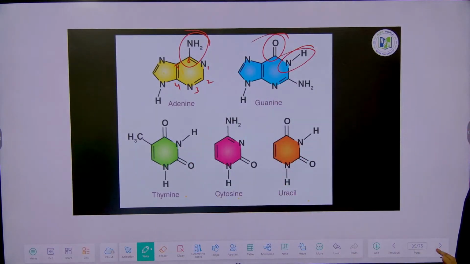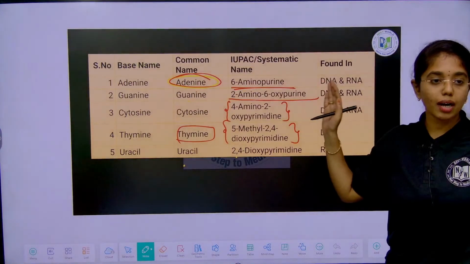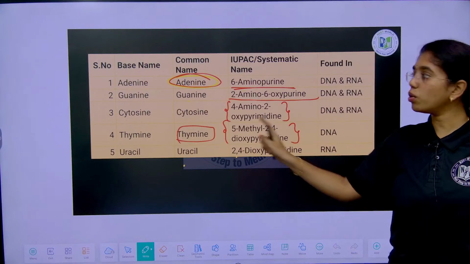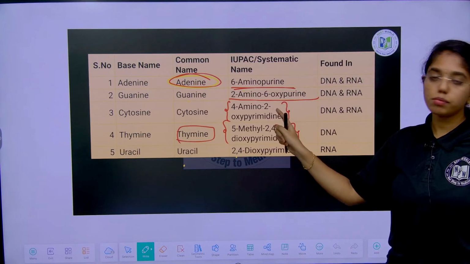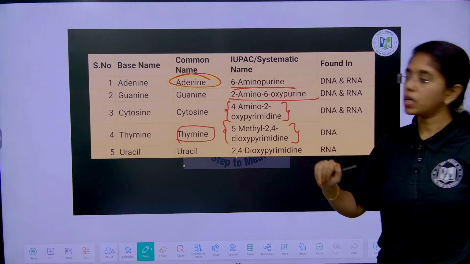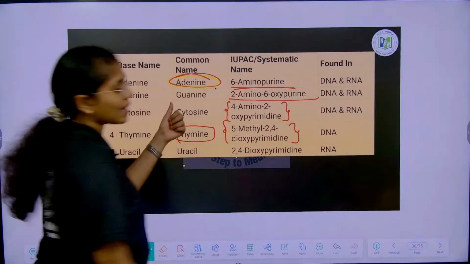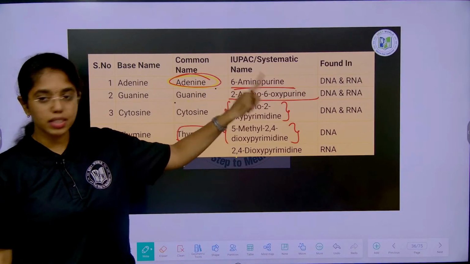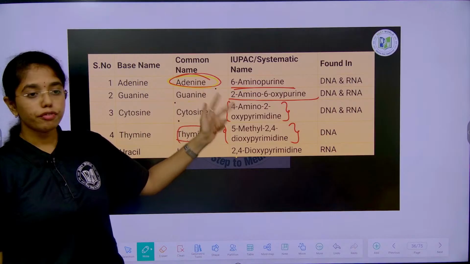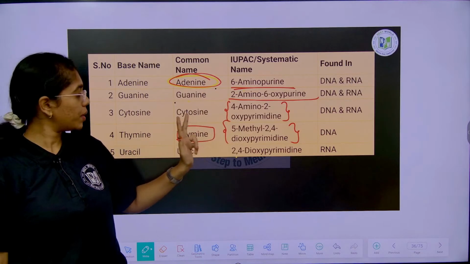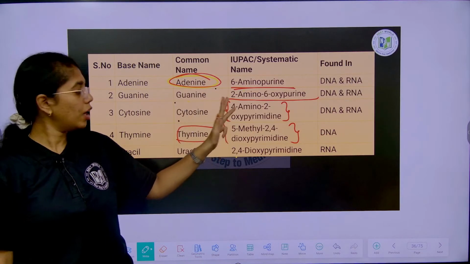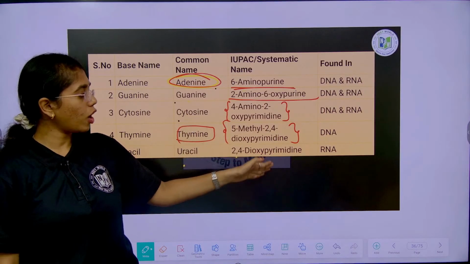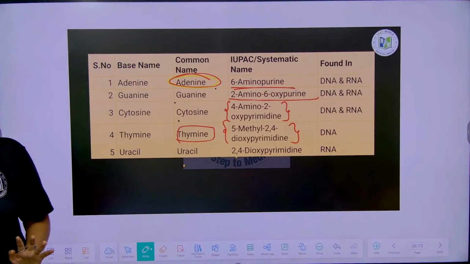This table is very important. It might not be asked in biomolecules, but this will be asked in mol bio. It is on the safe side to learn the IUPAC names of the nitrogen bases. Adenine is also known as 6-amino-purine, guanine 2-amino-6-oxy-purine, cytosine 4-amino-2-oxy-pyrimidine, thymine 5-methyl-2,4-dioxy-pyrimidine, uracil 2,4-dioxy-pyrimidine, right?